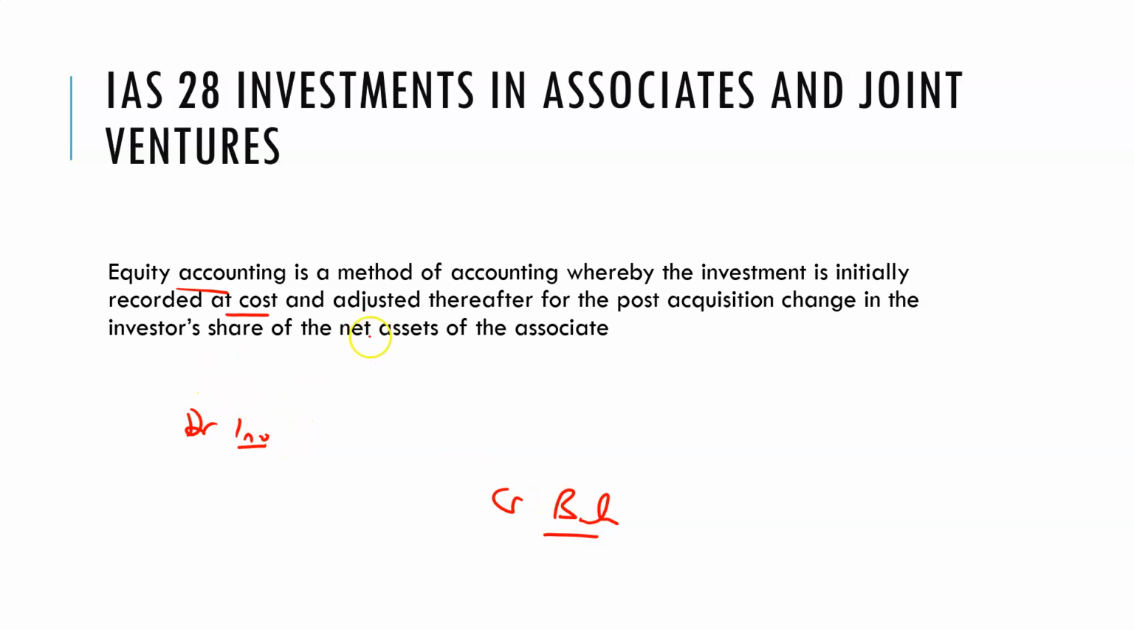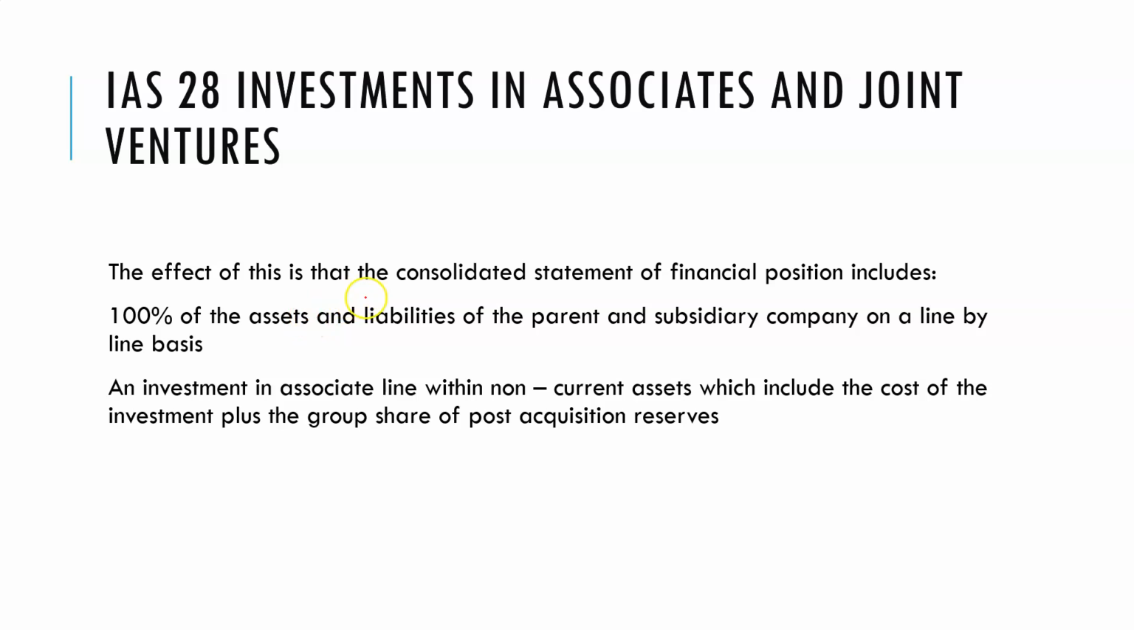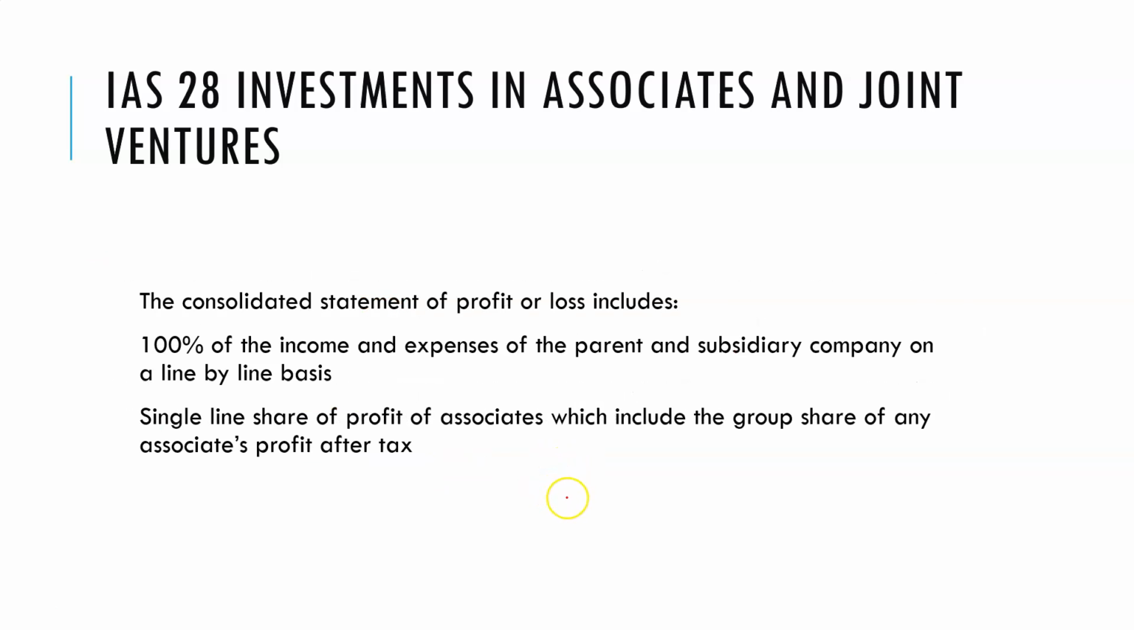And then you can see here it says it's adjusted thereafter for the post-acquisition change. So whatever your share of profit post-acquisition, you literally add on to your investment, right? And that's pretty much it. The effect of this, of course, is that the consolidated statement of financial position includes 100% of the assets and liabilities of the parent and the subsidiary on a line-by-line basis. But then you will also have that investment of the associate in there, with just the cost of the investment, what you paid for it, plus your share of post-acquisition reserves of the associate.